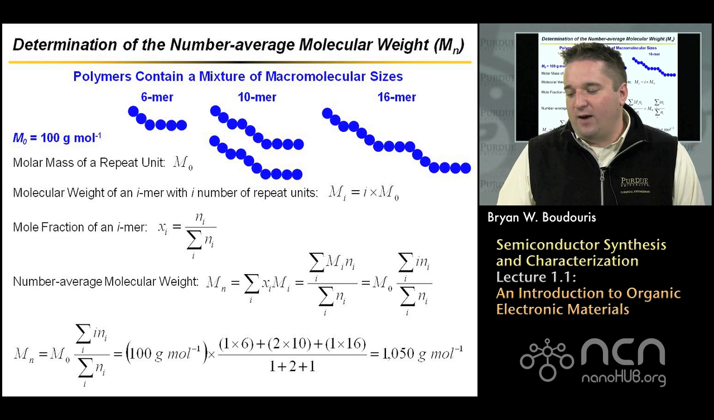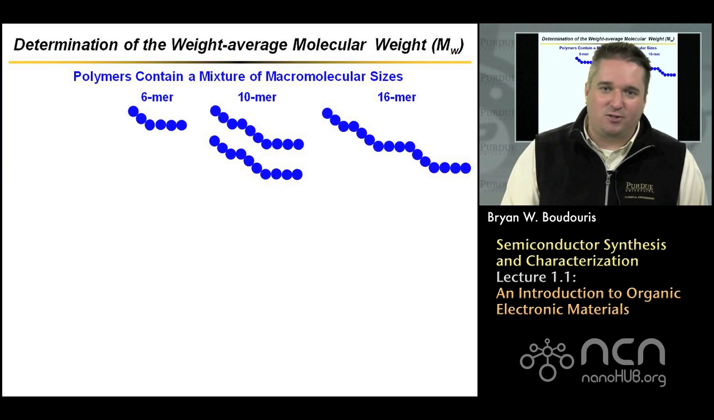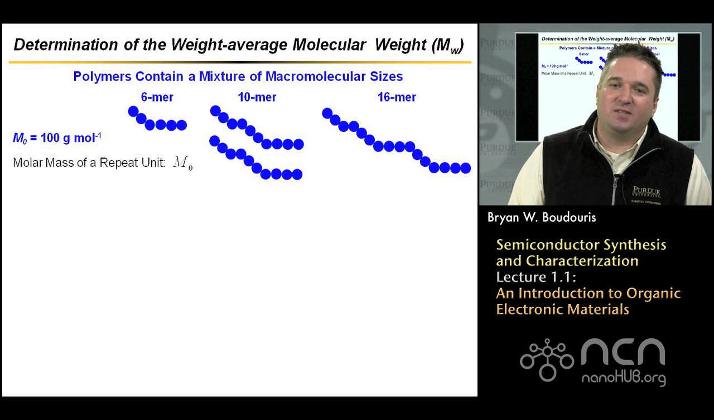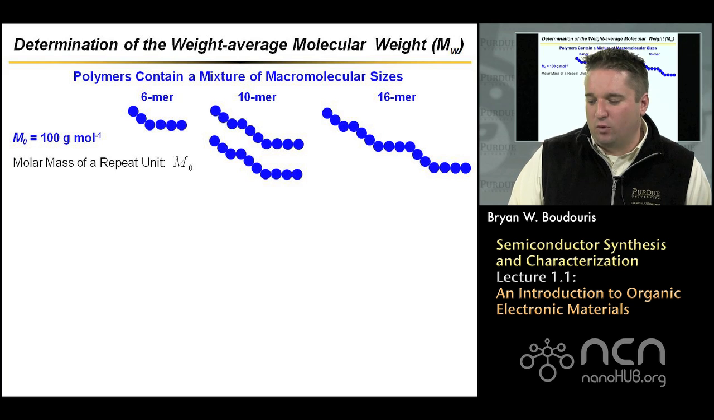So we'll have the same set of 4 polymers, my 1 6-mer, my 2 10-mers, and my 1 16-mer. We're going to keep the same fact that the blue circle is equal to 100 grams per mole.